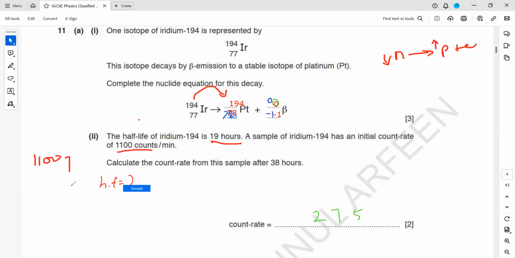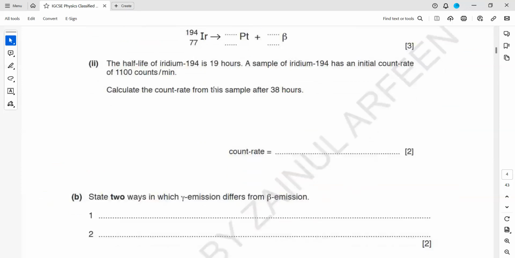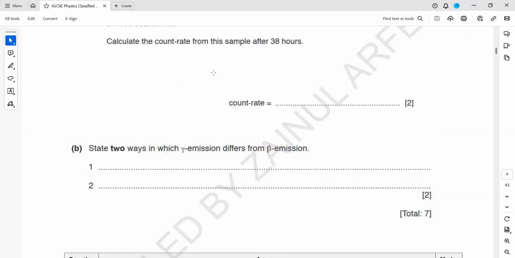After 19 hours, what will be the count rate? Half of 1100, which is 550. And then after another 19 hours, 275. So this will be 275. This question, because sometimes they give a question in which you have to include a background radiation. In this one, no concept of a background radiation was there.